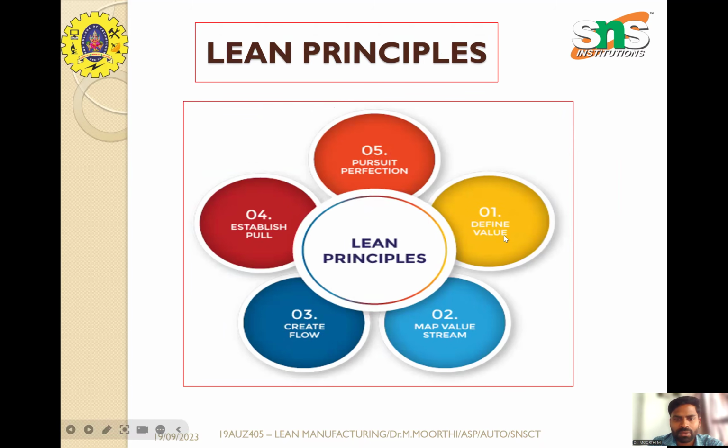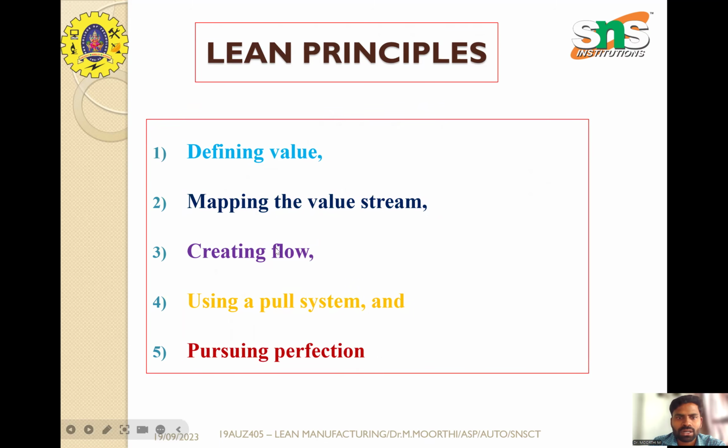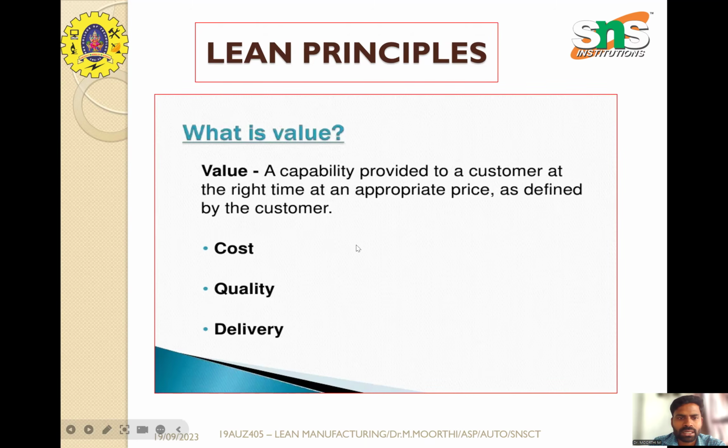Some of the lean principles are finding the value, value stream mapping, creating the flow, establishing pull, and attaining perfection. This is what we have discussed earlier. Lean manufacturing differentiates value-added things from non-value-added things in the industry.